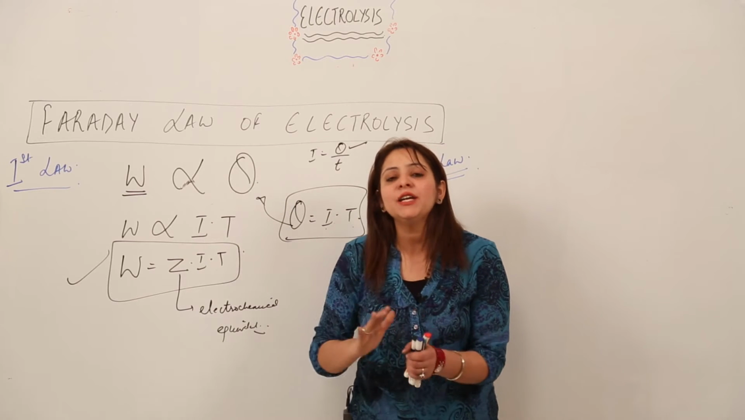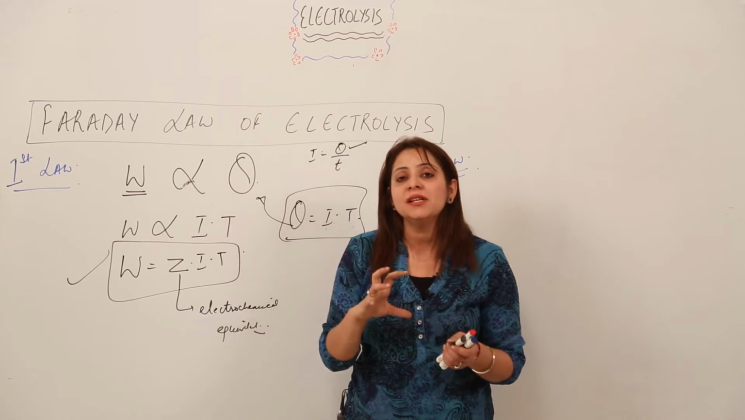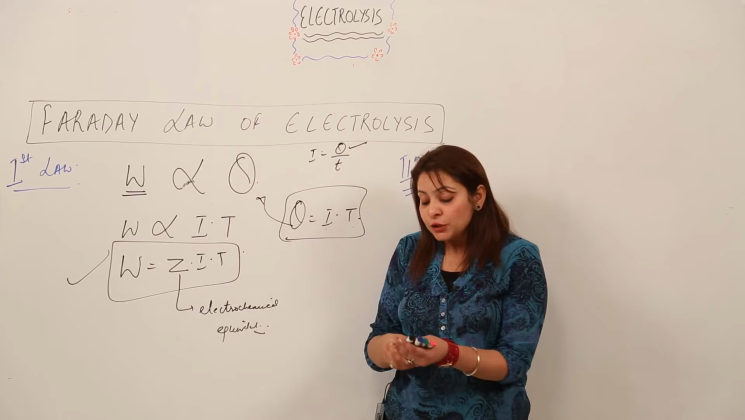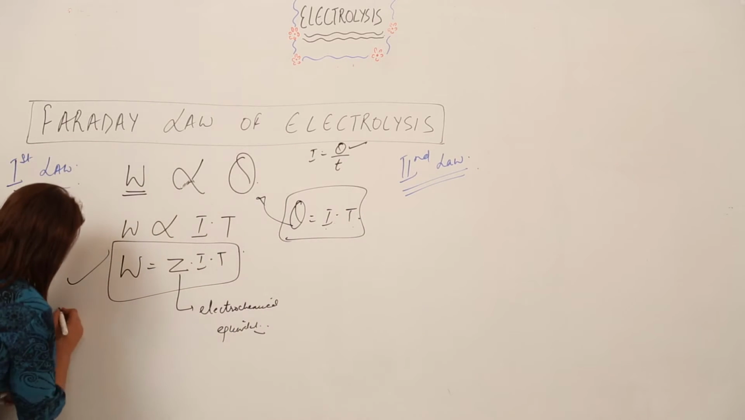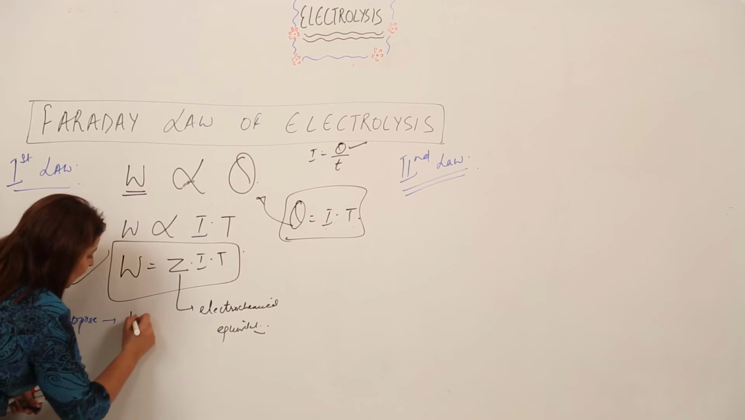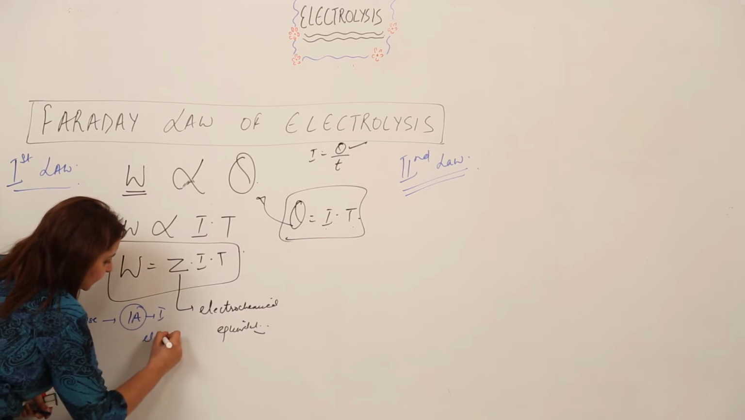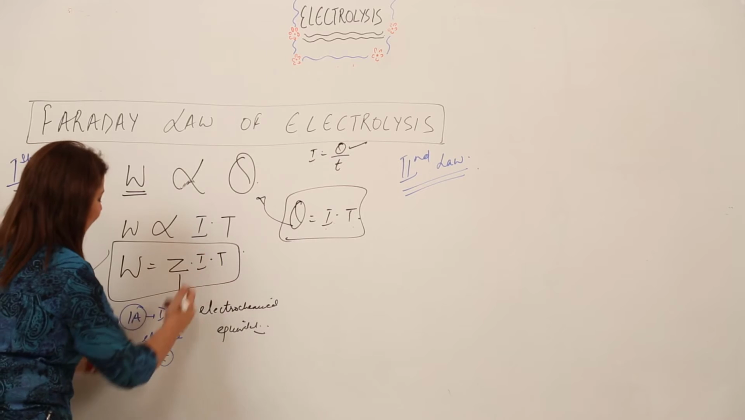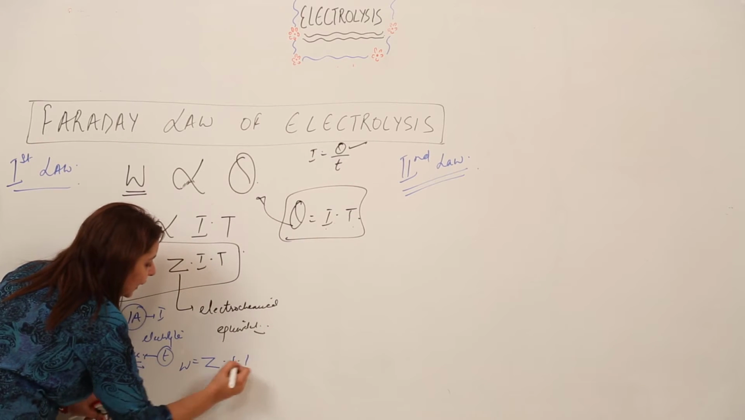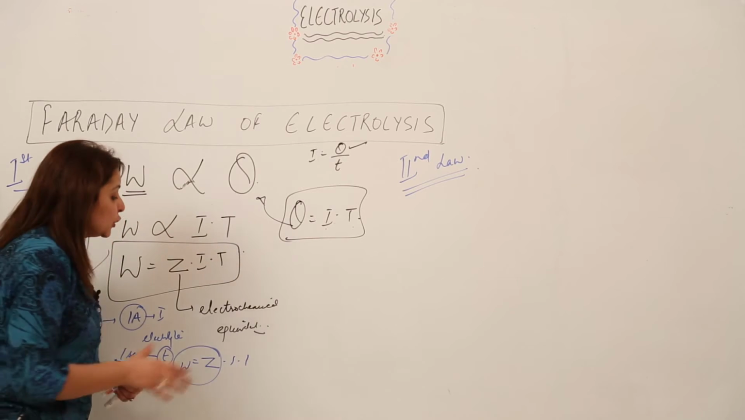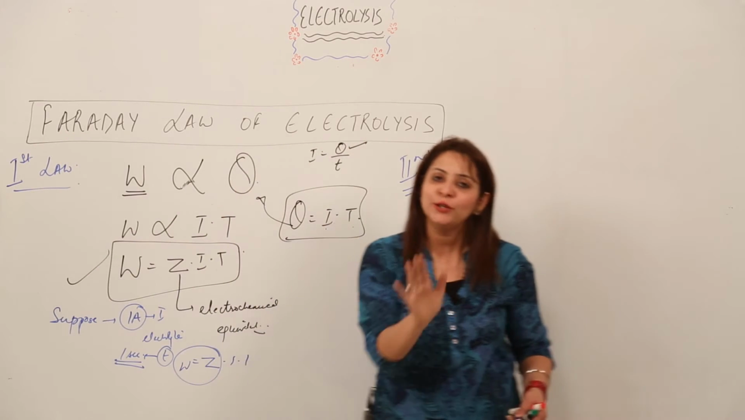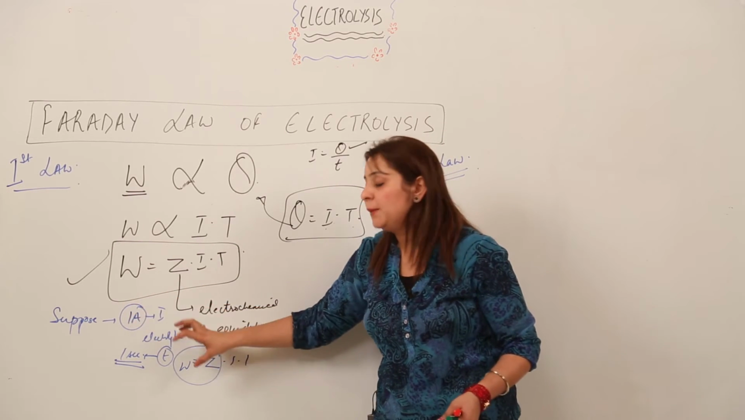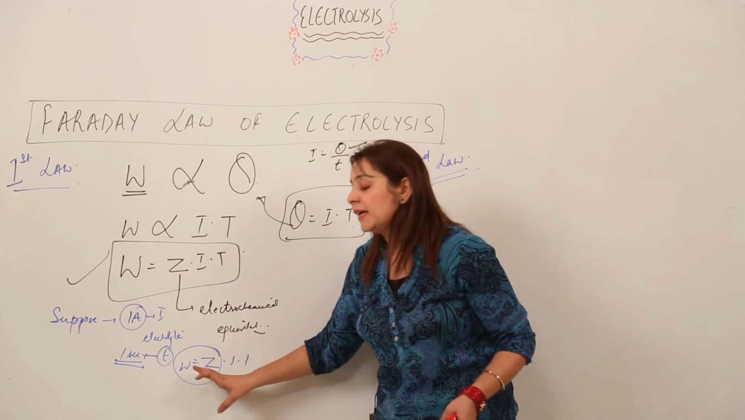After doing this, whether the question asks you or not, you need to define this electrochemical equivalent as well. So, how will you define it? Suppose I pass 1 ampere current through an electrolyte and this current passes for a time of 1 second. If I put the values in this equation, I will get W is equal to Z. So, you need to write that, just suppose the current to be 1 ampere and the time for the passage is 1 second, then you will get that W is equal to Z.